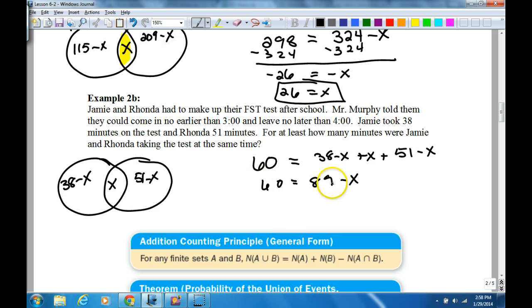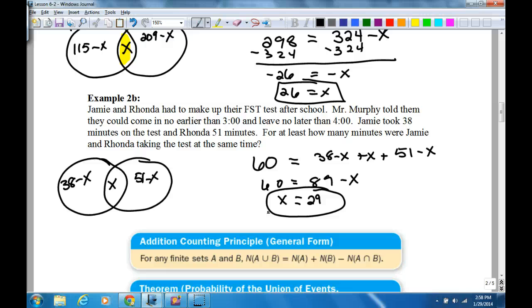So if I subtract 60 from 89, I'm left with what? Yep, it's going to be 29. So the total minutes that they were in there together were 29 minutes. Anybody have any questions about this one?